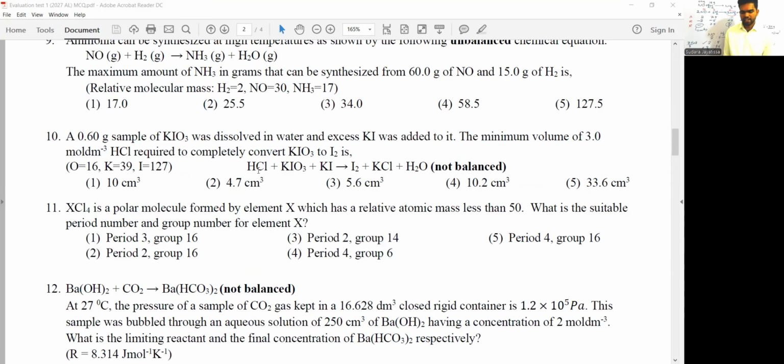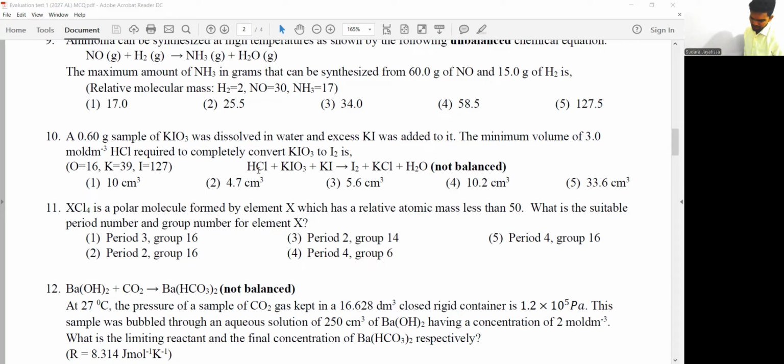So we applied the ARR method in the 9th question. In the 10th question, what is the method we are applying? Remember the other type of question we had in our chemical calculations? That is the stoichiometric bridge concept. We'll apply that method to find the answer of the 10th one.